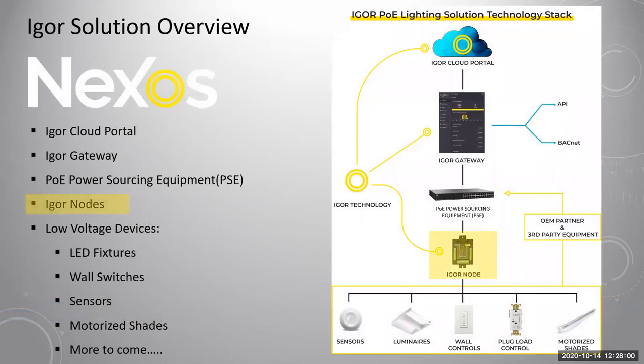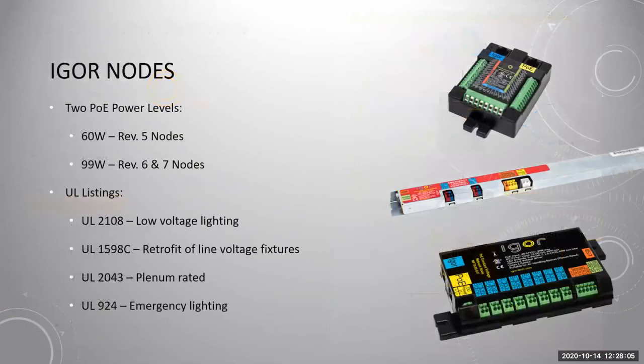All right, moving on down to the Igor node layer. On the next slide, we'll show a couple of different pictures of our Igor nodes. We're on our 7th generation of nodes now, and with each generation we've learned, improved and expanded their capabilities. These three from top to bottom are our 5th, 6th, and 7th generations. The first top one, the Rev 5, is a 60 watt design, whereas the bottom two are designed for 99 watts.